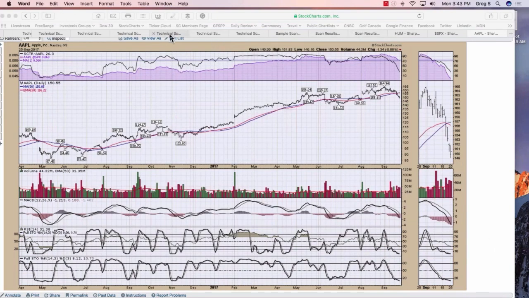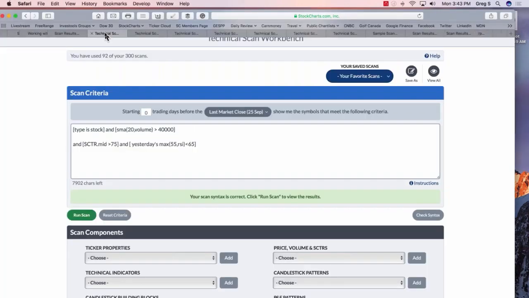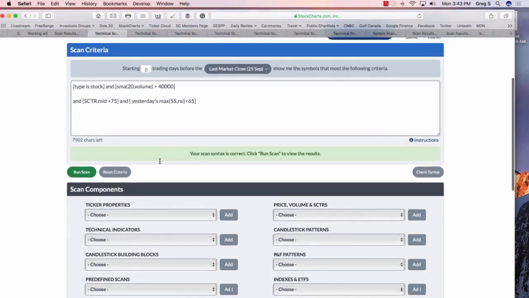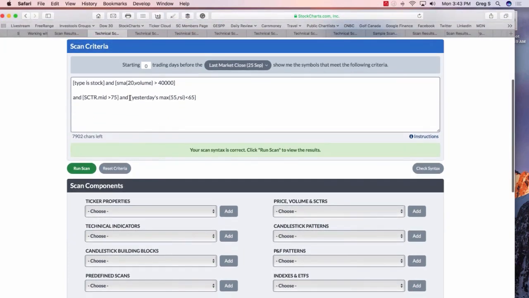So I've set up a whole bunch of these already just to make sure that we can walk through them. And so I will be picking up the pace measurably as we work through these, but I just wanted to show everybody some general concepts. So here's yesterday's max. For 55 days, we wanted the RSI to be less than 65.